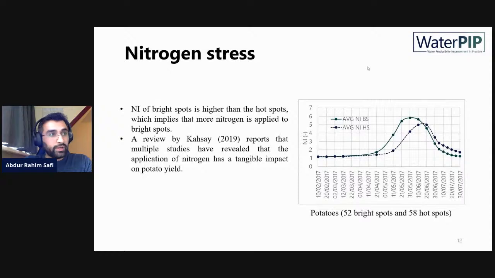The other one is nitrogen stress. Nitrogen content of the crop field was predicted in the leaves with the Sentinel data, and you can see that the bright spot has higher nitrogen content as compared to the hot spots. This means that nitrogen has played a role in the biomass production there, and that's also the previous finding of the literature.